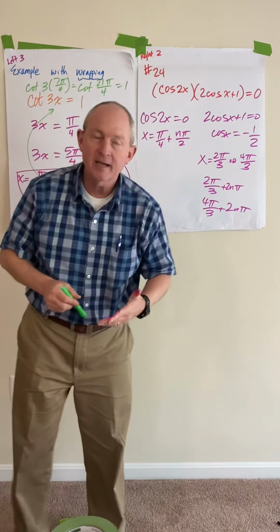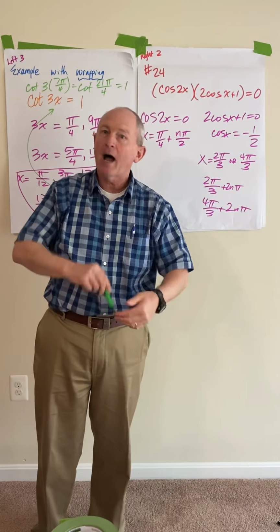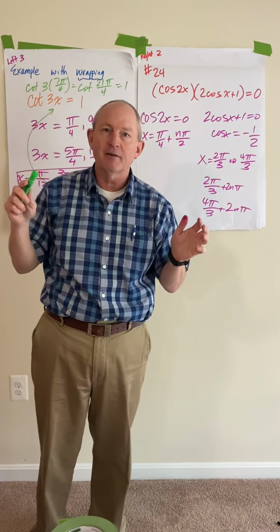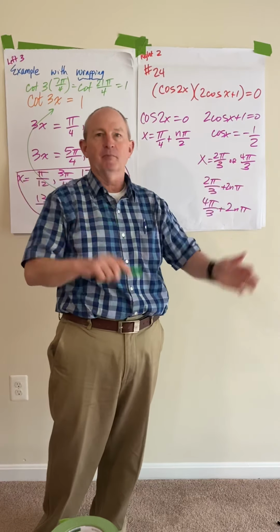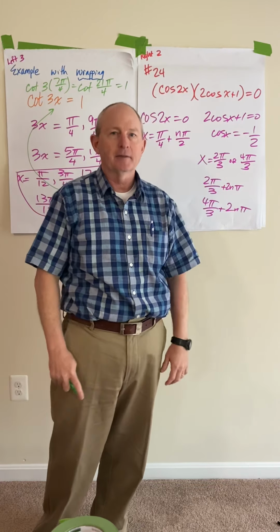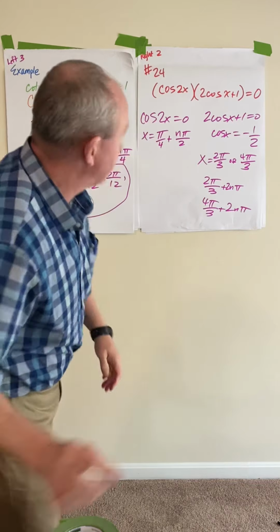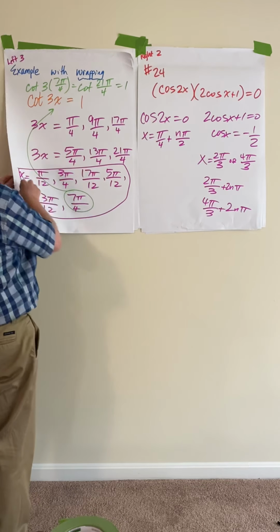That's why it works. Now, if I'd gone one more wrap, I wouldn't be there anymore. I'd be outside of the 0 to 2 pi range. I would be too high. All right, so we're going to do another example with wrapping in just a second, and hopefully you'll understand this.